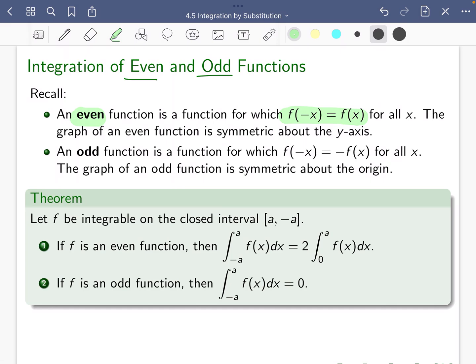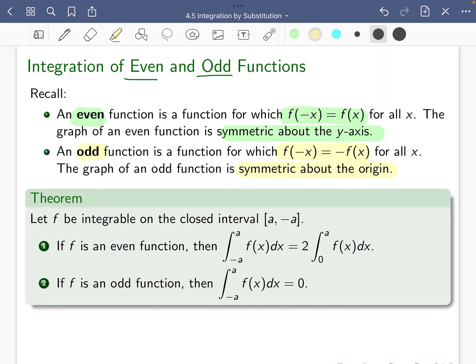So when you have an even function, those functions are symmetric about the y-axis. And if you have an odd function, f of negative x is the negative of f of x. Those functions are symmetric about the origin.